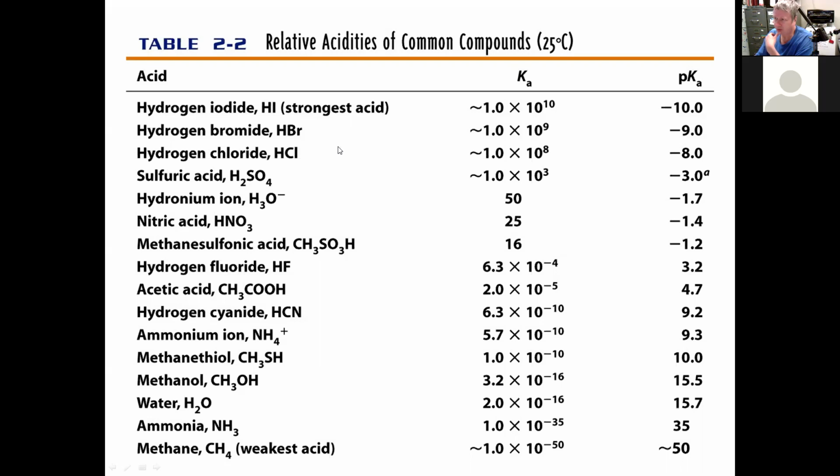These other ones, like hydrogen bromide, chloride, sulfuric acid, hydronium, and nitric acid, are all fairly acidic. I will say probably the organic molecule you might be the most familiar with would be acetic acid. The pKa is in the 4 to 5 range. And then alcohols are around 16.